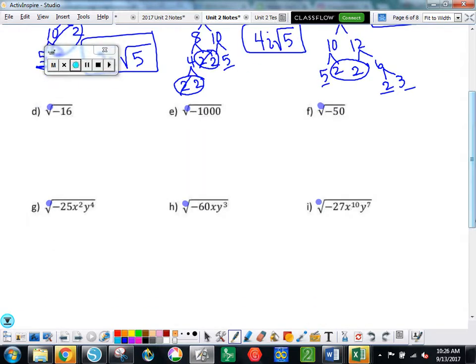Okay, part D. Now this one's nice because 16 is a perfect square, right? So you have your group of 4s. What happens if the entire radical goes away? If there's no loners, radical's gone, right? So it's 4i. Yeah, no radical.